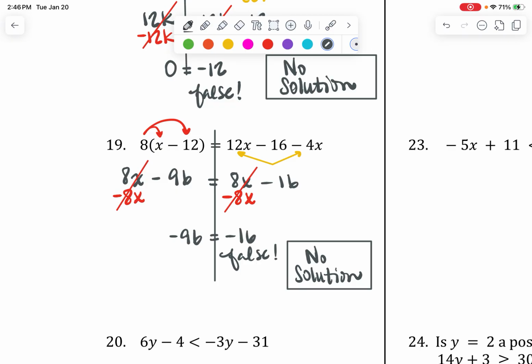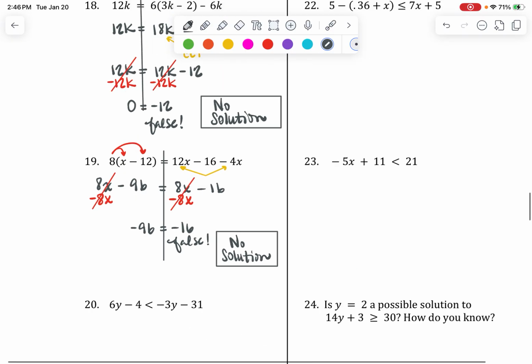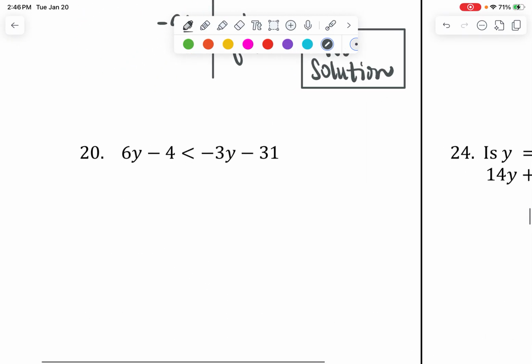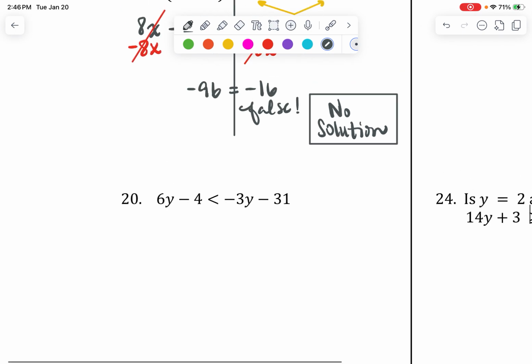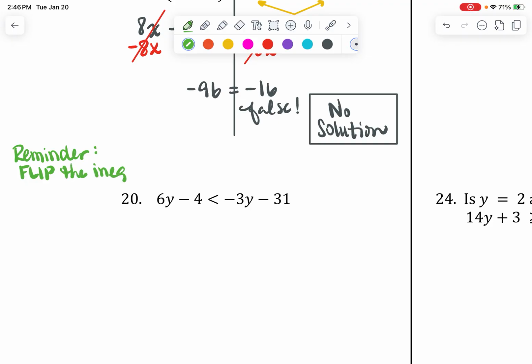All right, number 20. So now we're at inequalities, right? So just be super careful. The only thing you have to remember, I'm going to put a little reminder here. Reminder. Right, you need to flip the inequality if you multiply or divide by a negative number anywhere in the solving process, right?